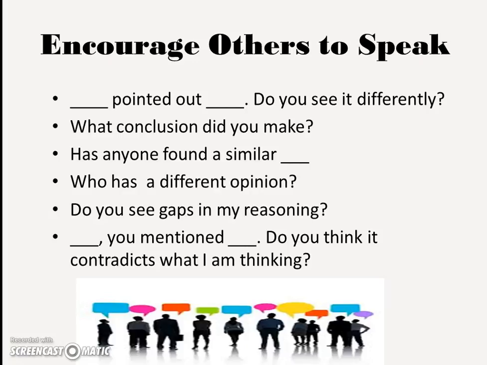You can simply say, Donna pointed out that chapter 7 represents, like, the underprivileged youth in the world. Do you see it differently? Or maybe you notice that one of your peers hasn't chimed in yet because they're really shy. So invite them in and ask them, what conclusion did you make? Or has anyone found a similar idea? Who has a different opinion? Or, Lisa, do you see gaps in my reasoning? Or maybe you can point out that such and such mentioned this idea and then invite a quiet student to say, do you think it contradicts what I'm thinking?